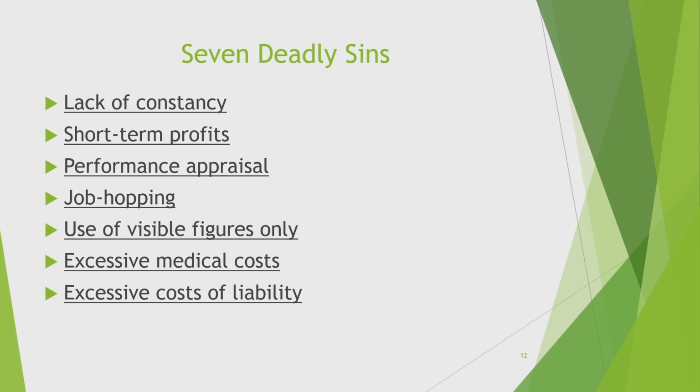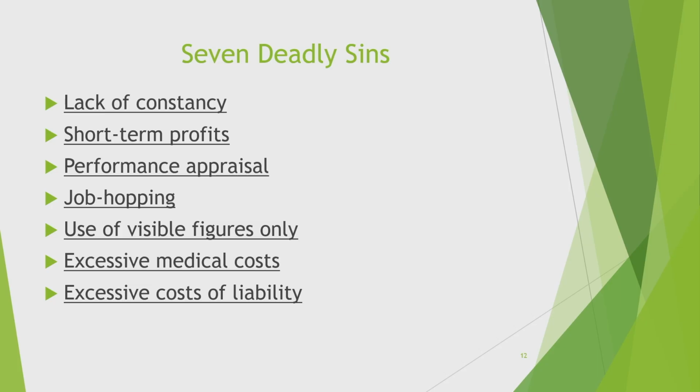The use of visible figures only, that you just have data. Suppose you say that 1% defect, but you don't know how many products were made and what is the meaning of that 1%. Maybe in absolute number there may be many defectives, and many of them may be very serious. So use of visible figures should be avoided.